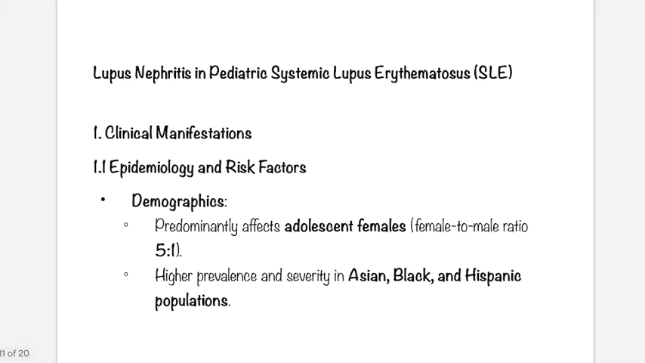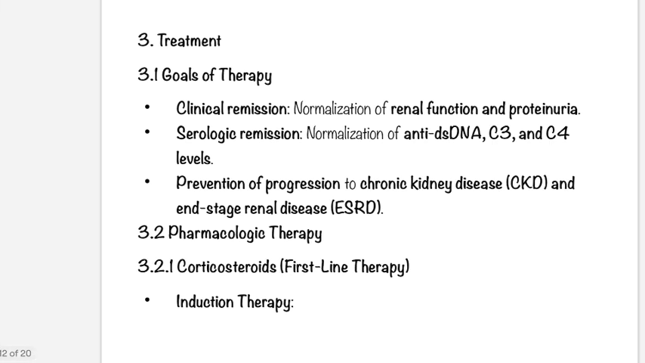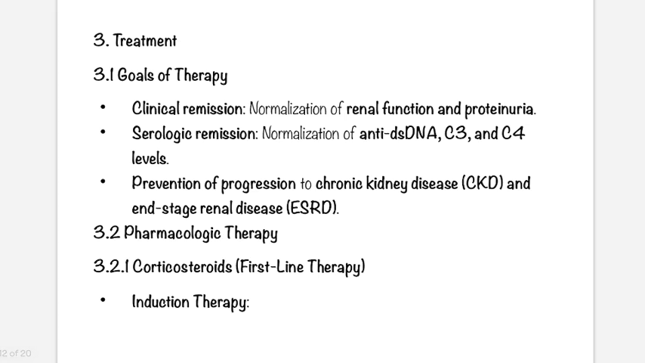So, lupus nephritis predominantly affects adolescent females. The female to male ratio is 5:1, so this is more prevalent in females. There is more prevalence in Asian, Black and Hispanic populations. So the Asian population, our population, is more involved. So, what are the treatment guidelines?